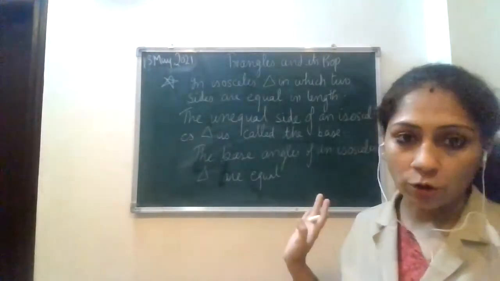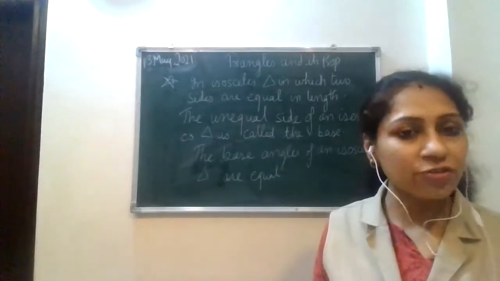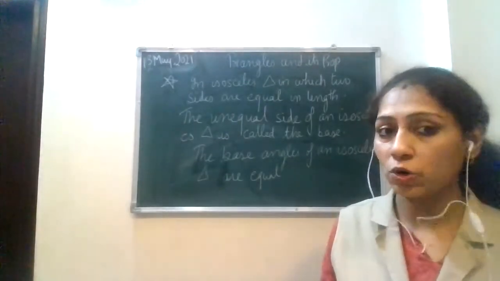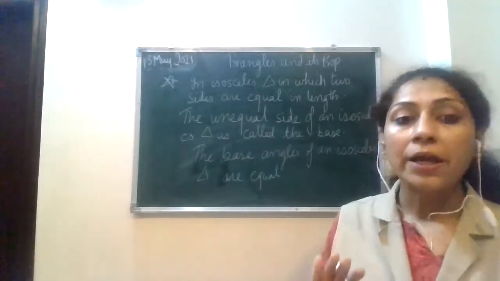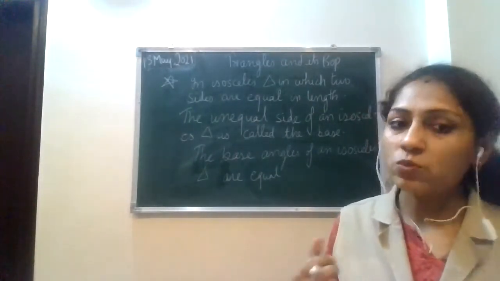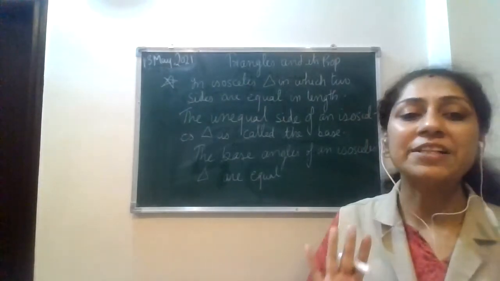I'm going to draw the triangle also. So what is an isosceles triangle? The isosceles triangle, I told you in my first lecture only, is a triangle which has two sides equal. Any two sides equal, that means one side is going to be unequal, and the one side which is unequal will be considered as a base.